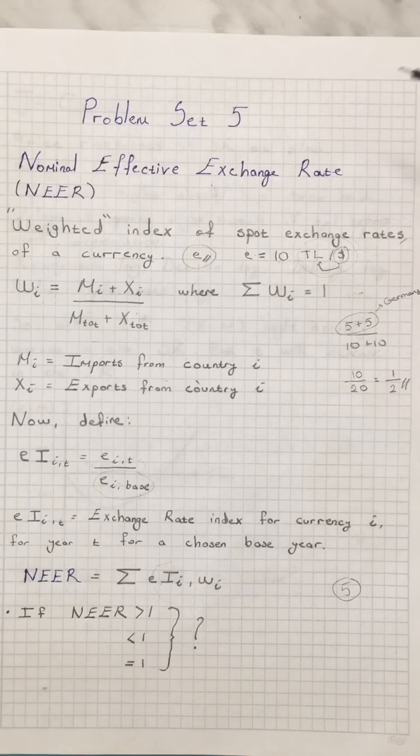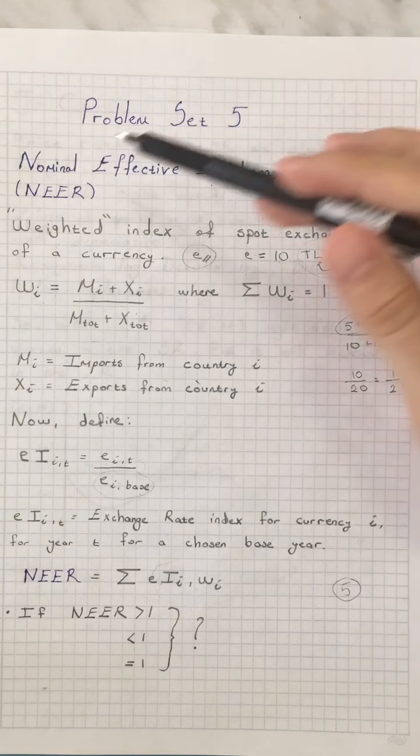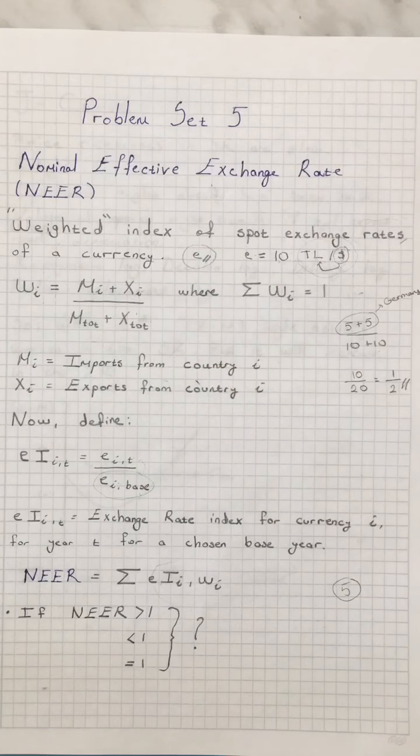This is the recitation for problem set 5, and in this problem set we'll concentrate on exchange rates and calculating national income from the expenditure side. But before going into the questions, I find it helpful to understand what nominal effective exchange rate means. In short, NER, the nominal effective exchange rate, is the weighted index of spot exchange rates of a currency.